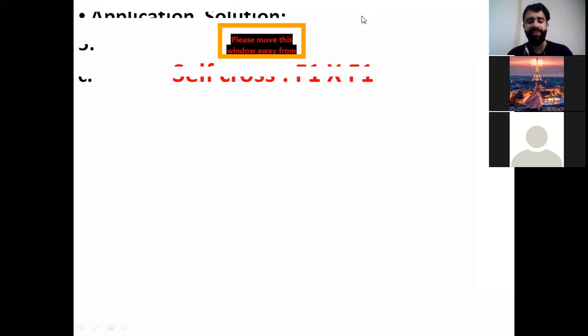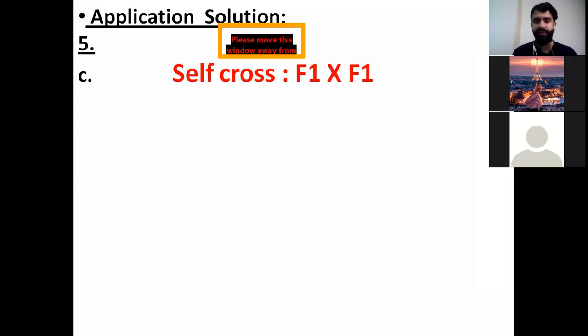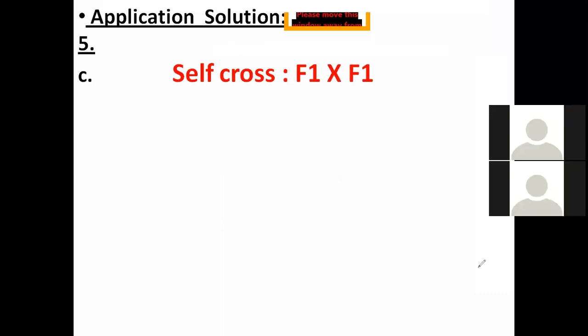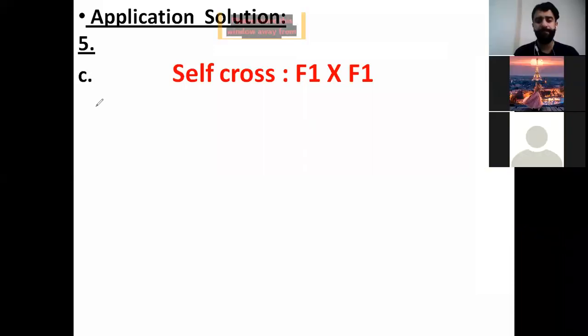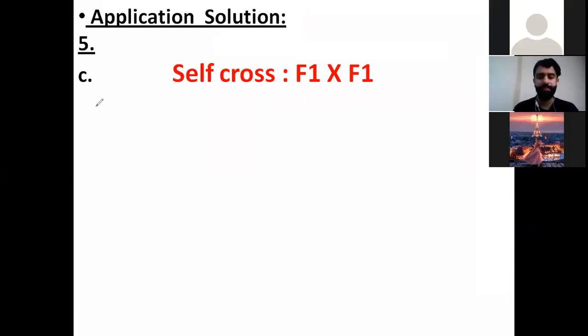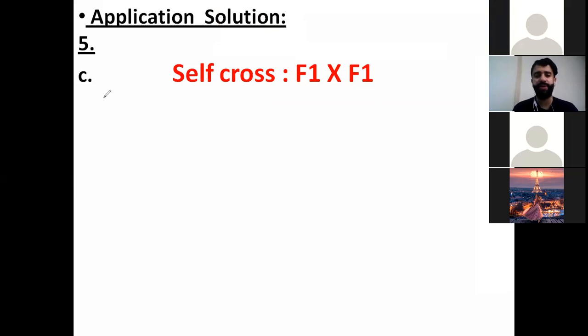So here, let's move now to part 5, self-cross, crossing F1 with F1. First step, we have to start with the factorial analysis column. What do we have to start first in the factorial analysis? First step of the factorial analysis is first self-cross and then phenotype. Phenotype, very good. So phenotype, we are crossing F1 with F1.